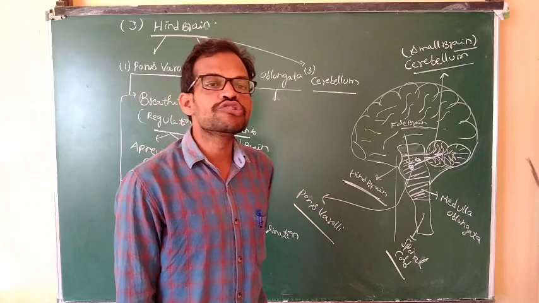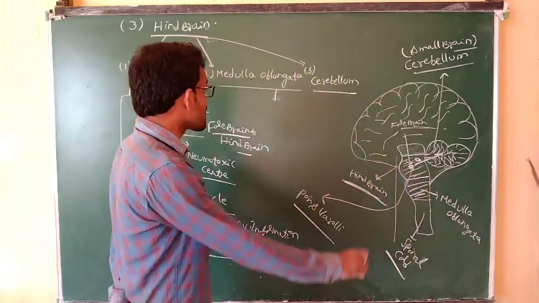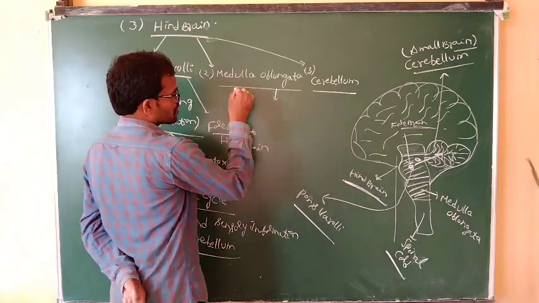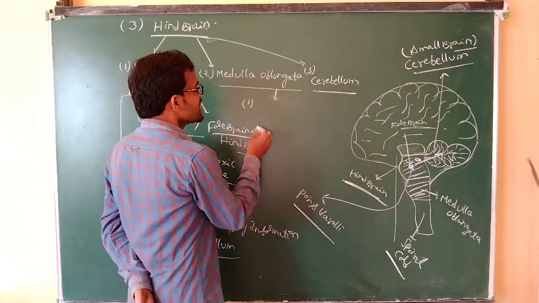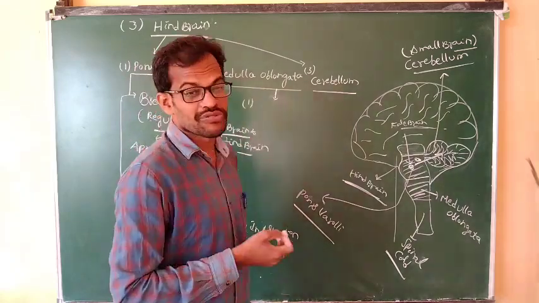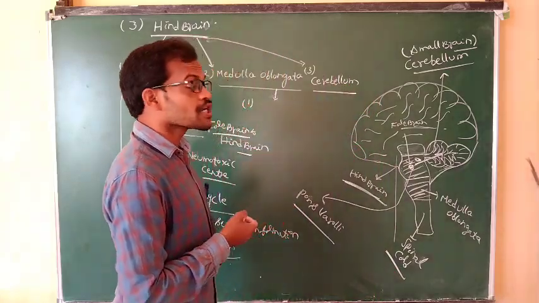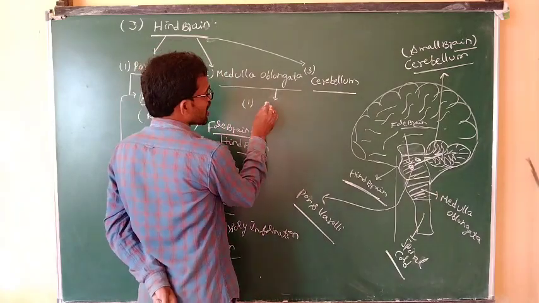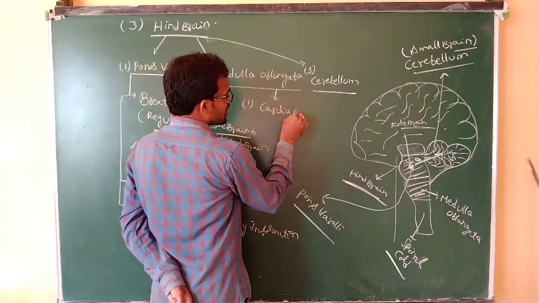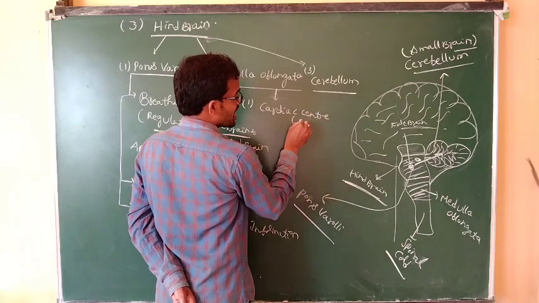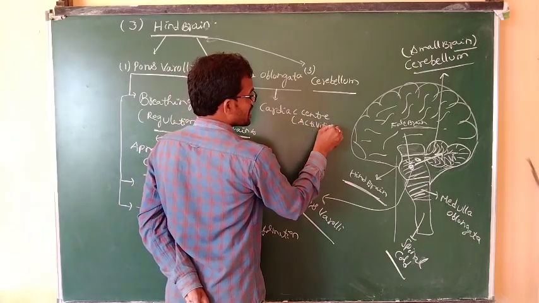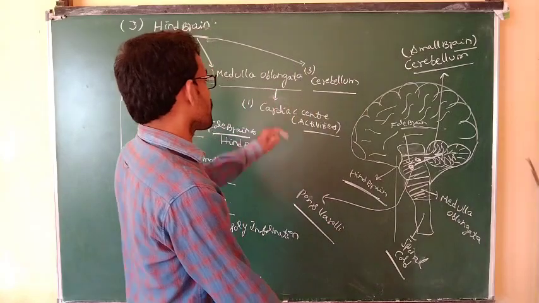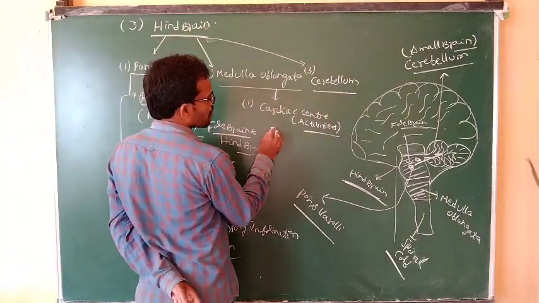It participates in the cardiac centers and breathing activities. What is the function of the medulla oblongata? There are medulla oblongata neurons, and they participate in the cardiac center. The cardiac center means cardiac activities. The medulla oblongata increases the heart rate and decreases the heart rate.